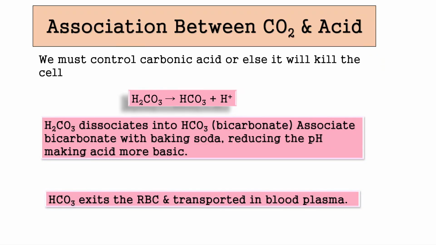So we have to control this carbonic acid or it'll kill the cell. And so just like I showed you before, this H2CO3 dissociates into HCO3 plus a hydrogen there. But the HCO3 right there is known as bicarb or bicarbonate. And you can associate bicarbonate with baking soda that reduces the pH, the potential for acid, making it more acidic or more basic. It just depends, right?